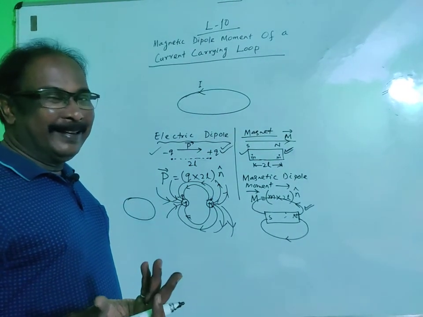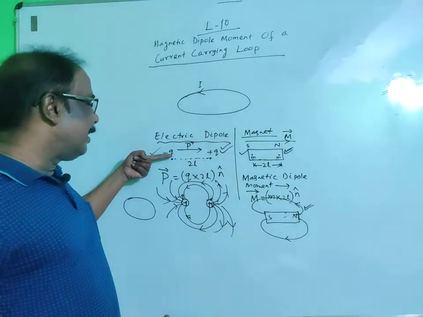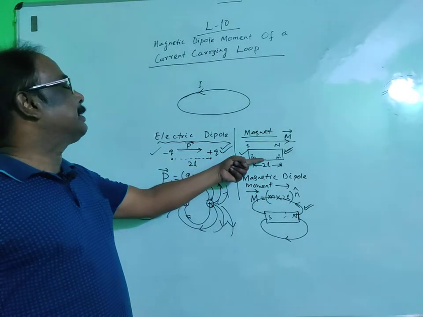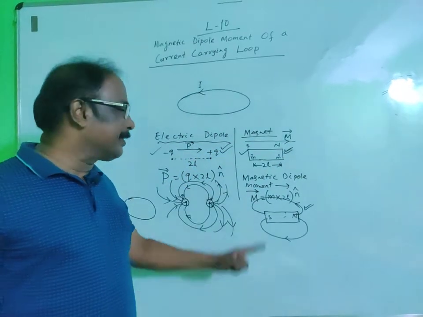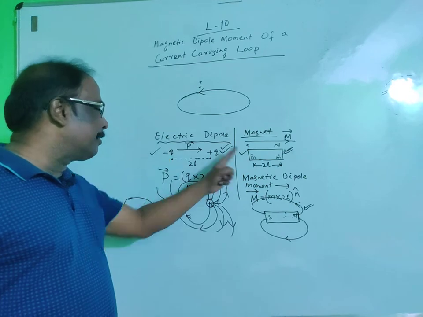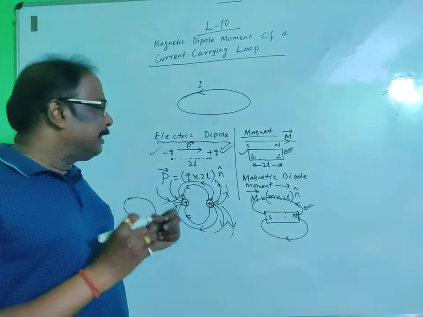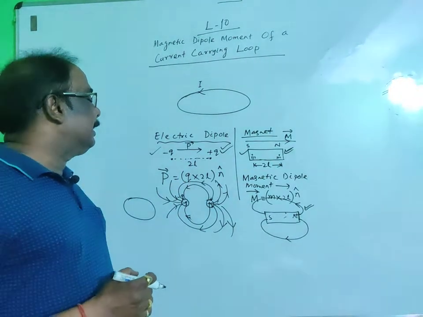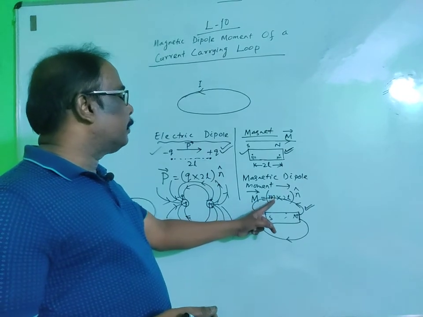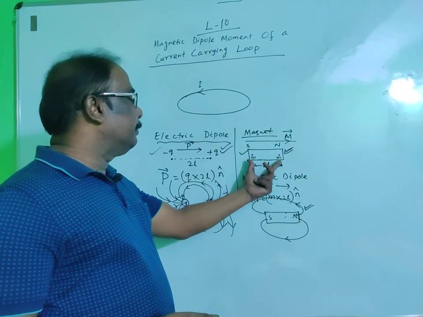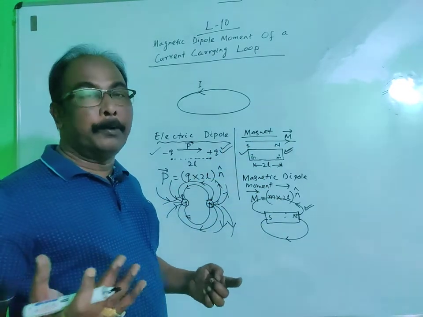Then what is the result? The direction of the electric dipole moment is from negative, meaning minus Q, to plus Q. The direction of the magnetic dipole moment is from south to north, because the south pole is comparable to negative charge and the north pole is comparable to positive charge. So this is the basic comparison between electric dipole and magnetic dipole. Magnetic dipole moment is the product of pole strength and distance between north pole and south pole, and its direction is from south to north.